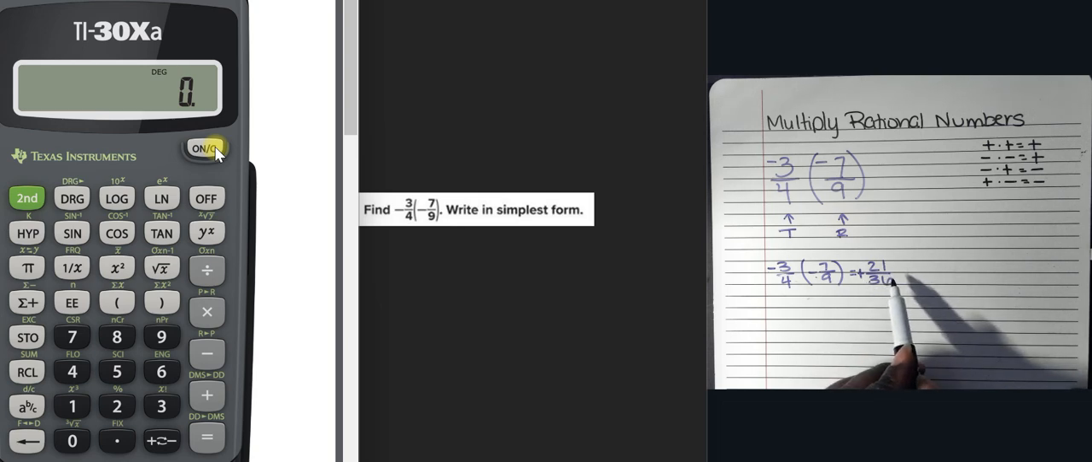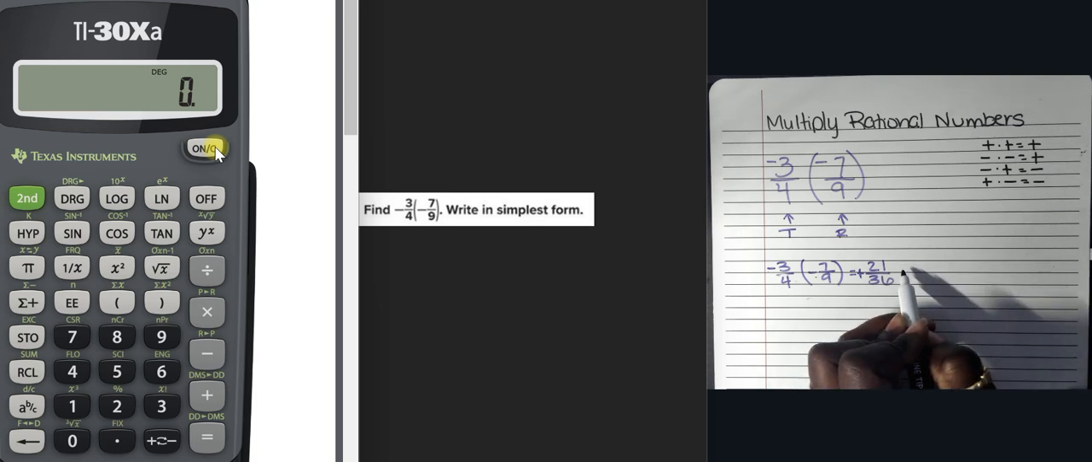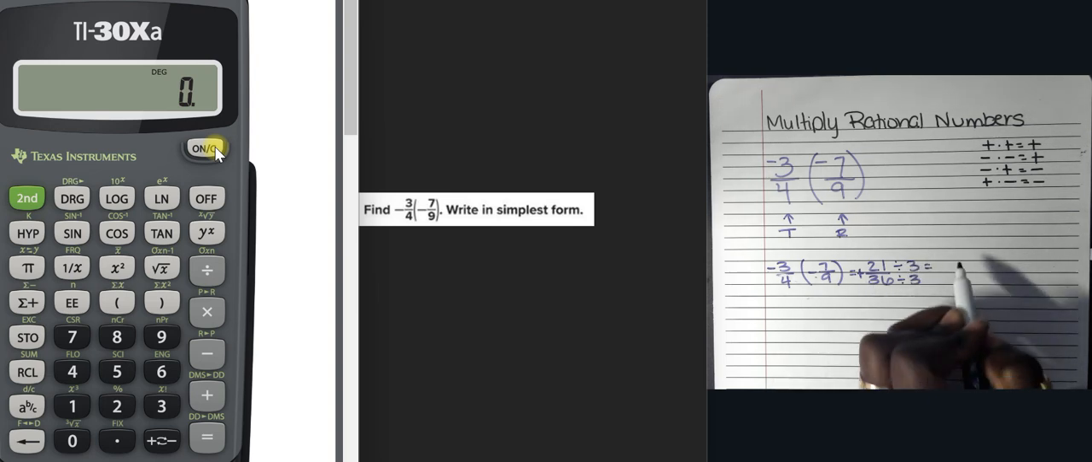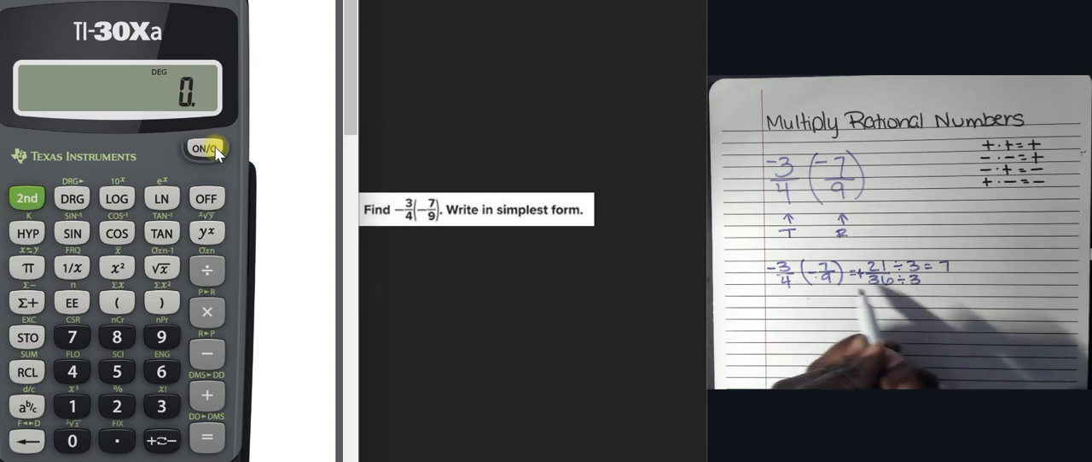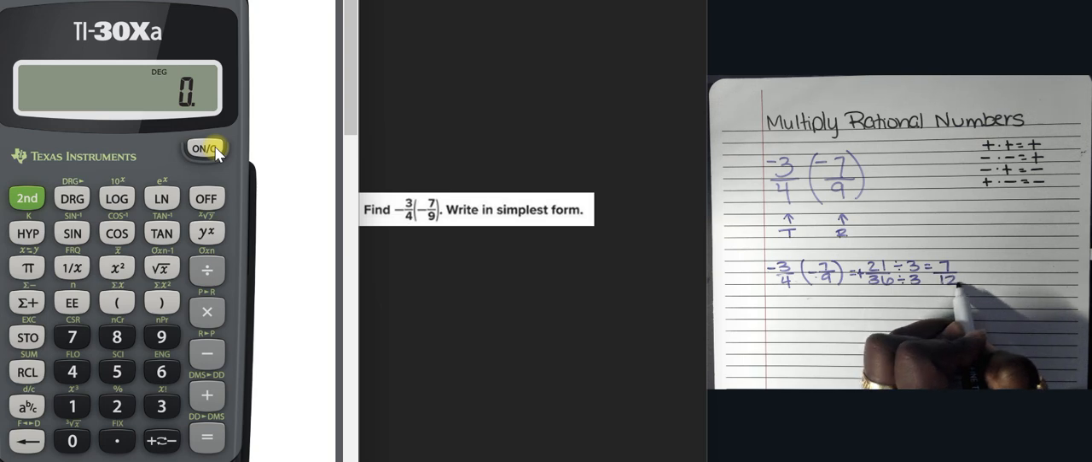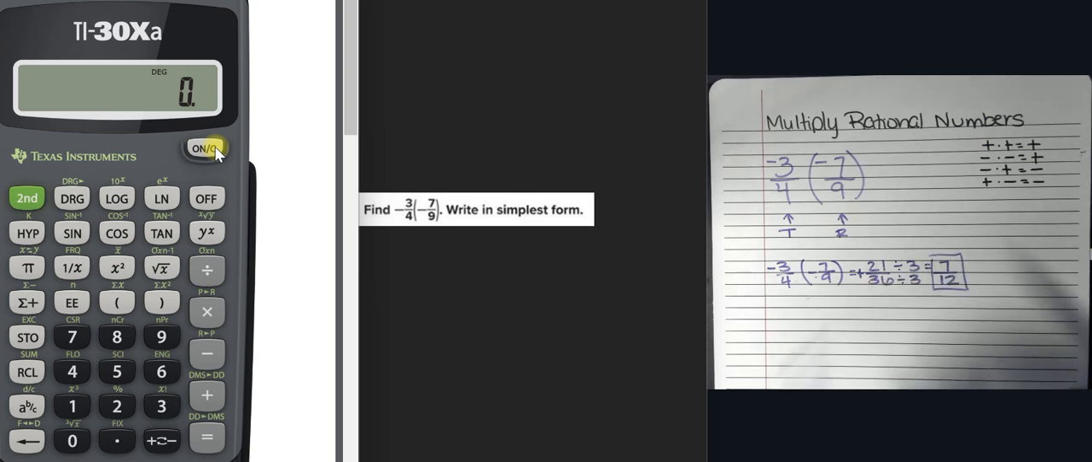Now, the next thing that you want to do is simplify your fraction. So by simplifying it, you want to think, what number can I divide 21 by, and 36 by? What is the same factor that they have in common? And we're looking for the greatest common factor so that we can reduce it to its smallest term. I know that the number is going to be 3, so I'm going to divide both the numerator and denominator by 3. That gives me 7, and 36 divided by 3 gives me 12. So my answer is going to be 7/12.